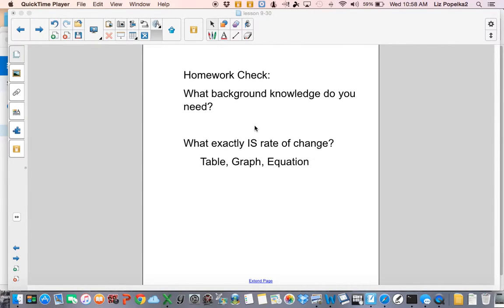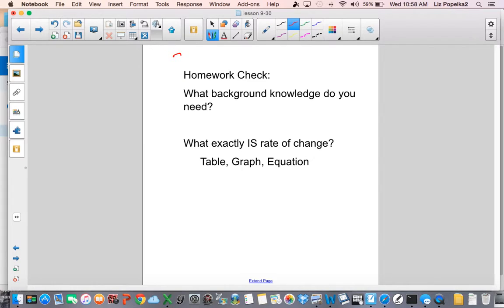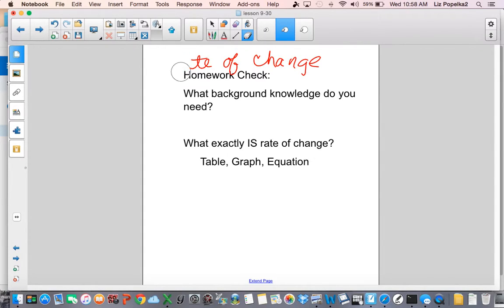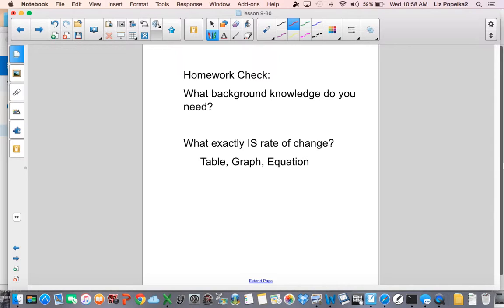Hey everybody, I am working the practice problems that you guys had for your rate of change homework assignment 1. And hopefully, by working these problems along with me and double checking yourself, it's going to help you out as you are working the rate of change homework problems 2. There are some pieces of background information that we need to make sure we remember in order for you guys to be successful on this homework assignment.